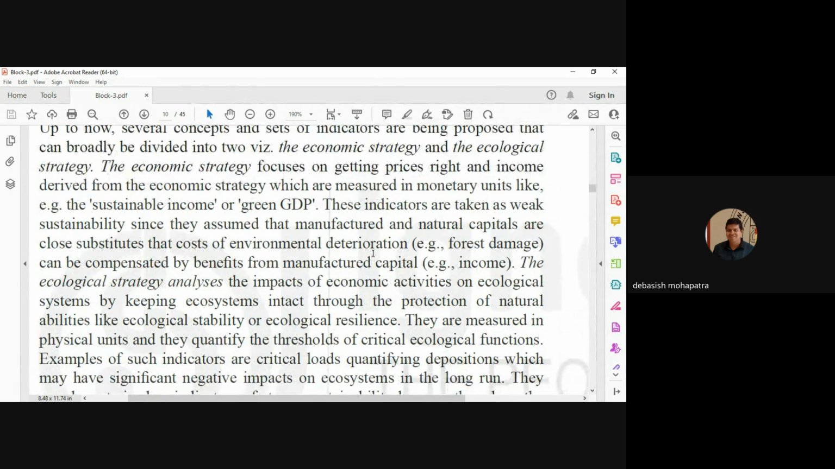The ecological strategy analyzes the impact of economic activities on the ecological system by keeping the ecosystem intact. So, protection of natural resources, natural abilities like ecological stability and ecological resilience. Okay, so that is your economy, socially.